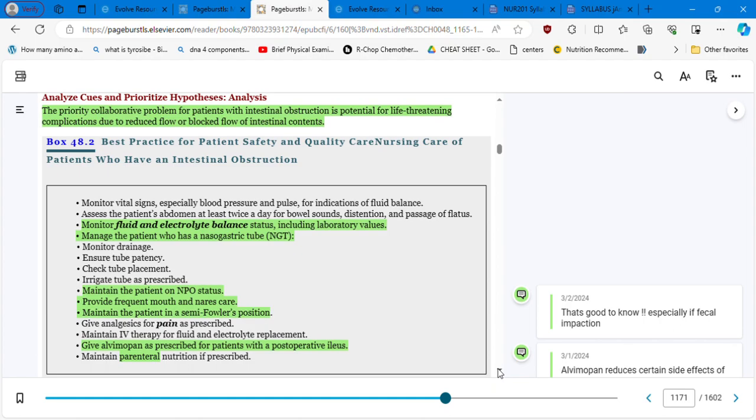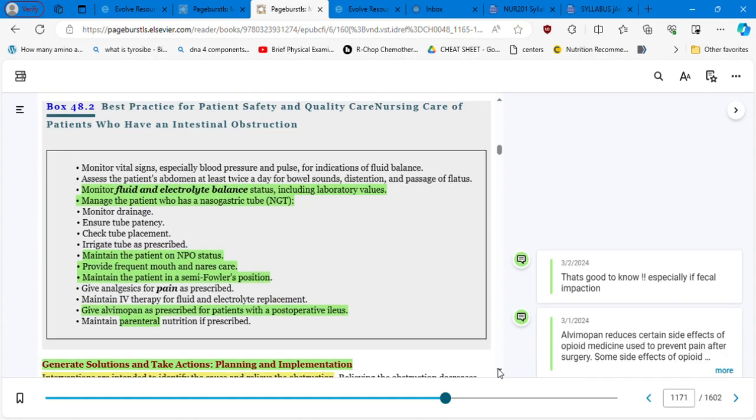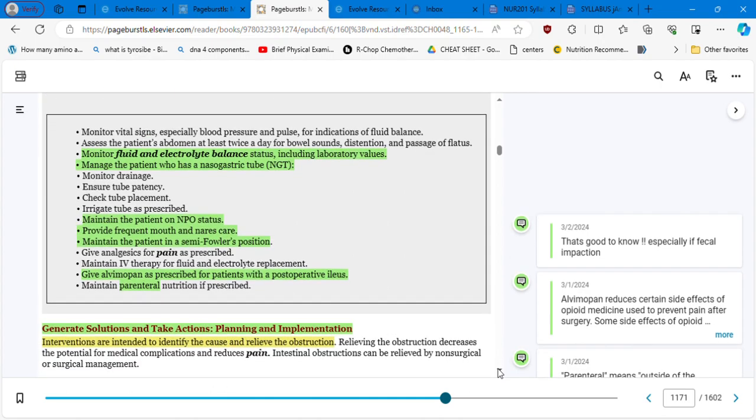Now, analysis. The priority collaborative problem for patients with intestinal obstruction is potential for life-threatening complications due to reduced flow or blocked flow of intestinal contents. So what is the best practice and quality nursing care for patients who have intestinal obstruction? So you need to monitor your vital signs, especially blood pressure and pulse, which could be an indication for fluid balance, okay? Your vital signs for fluid balance.